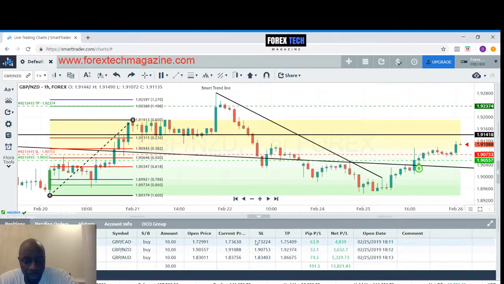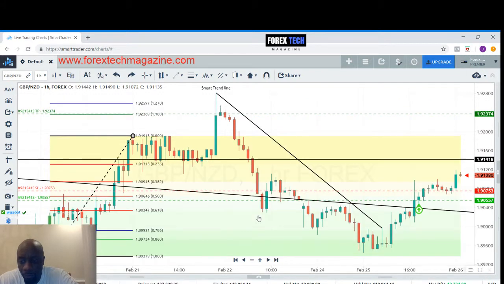We have Great Britain pound Canadian dollar, Great Britain pound New Zealand dollar, and Great Britain pound Aussie dollar. So far we've got a total of about $13,600 to $13,900, whatever, which is pretty cool when you think about it. It's 3 trades, and we put those trades on this afternoon, probably around 6 or 6:30.